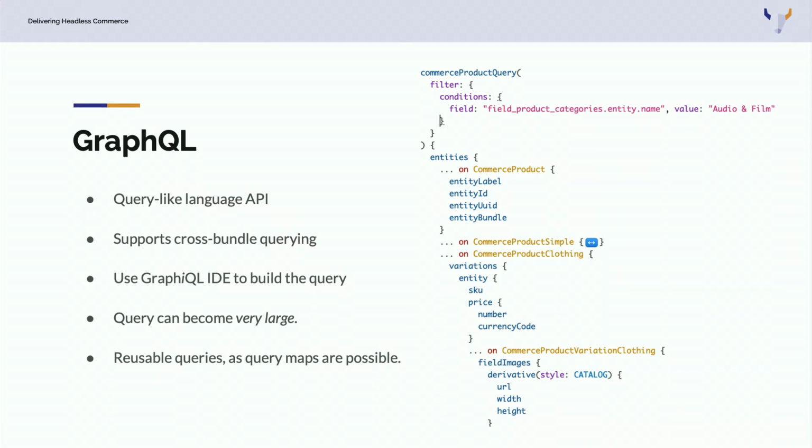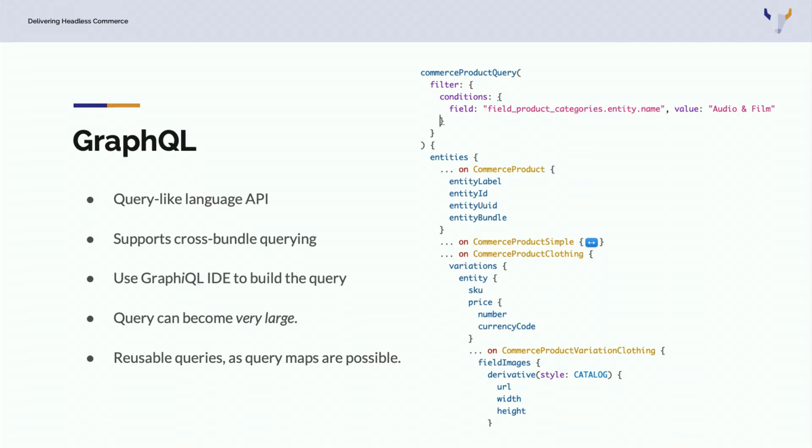So this is all the entities. And where it says "on" a thing, like commerce product or commerce product clothing, that's called a fragment. That's just a piece of GraphQL terminology that says when you hit this schema type, do these things. And it knows that these are the available fields, which allows us to do cross-bundle querying. So that limitation that we hit in JSON API was blown away in GraphQL when building a catalog.